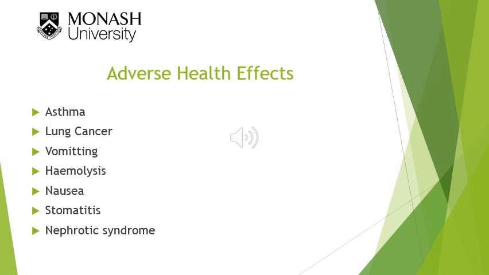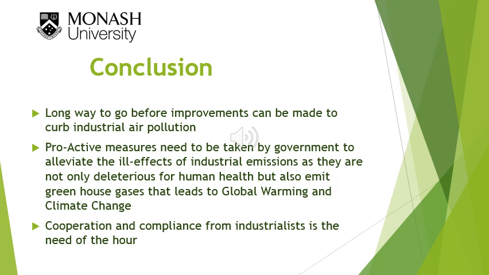For instance, excess cadmium in lungs causes osteomalacia and lung cancer. Excess mercury in our body leads to stomatitis, nausea, and nephrotic syndrome. Lead causes anemia, vomiting, and encephalopathy, which is basically a dysfunction of the brain. Furthermore, hemolysis, which is destruction of the red blood cells, and acute renal failure are associated with large amounts of chromium in the body.